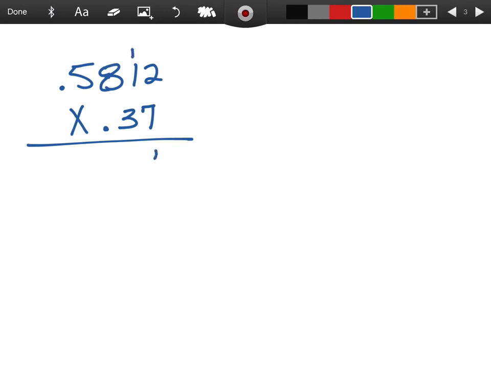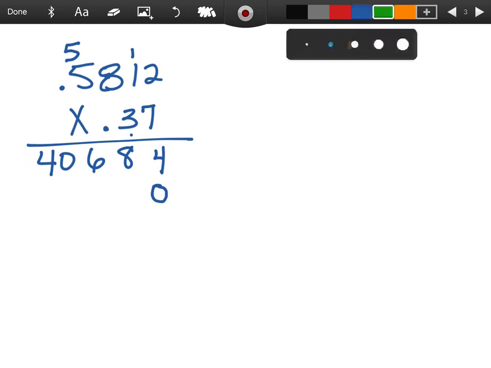7 times 2 is 14. Carry my 1, drop my 4. 7 times 1 is 7, plus 1 is 8. So the answer there is 8. Okay, now I really have to think sometimes. 8 times 7. Well, I know it's going to be more than 48 because it's 8 and 6. 7 would be 56. So I'm going to carry my 5 and drop my 6. I know 7 and 5 is 35, plus 5 makes 40. Okay, now I'm doing another number. With a second number, I know I need to drop a place value, a placeholder. Okay, so now I'm going to start again, and this time I'm going to use a different color, excuse me.